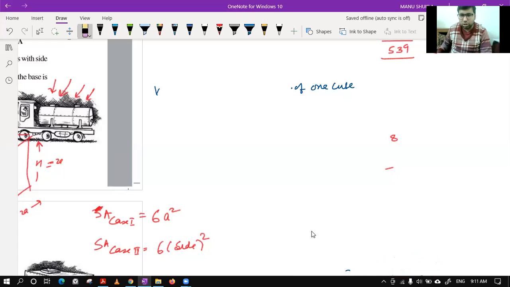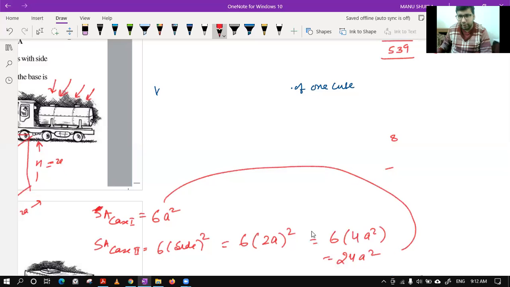And as soon as you put the value, you will understand what is the difference. So this becomes 6 into 2a square, that becomes 6 into 4a square, that is 24a square. So class, how many times is it actually? Shaurya, I think some mistake. Please check. You can see 6a square into 4 will give you this.